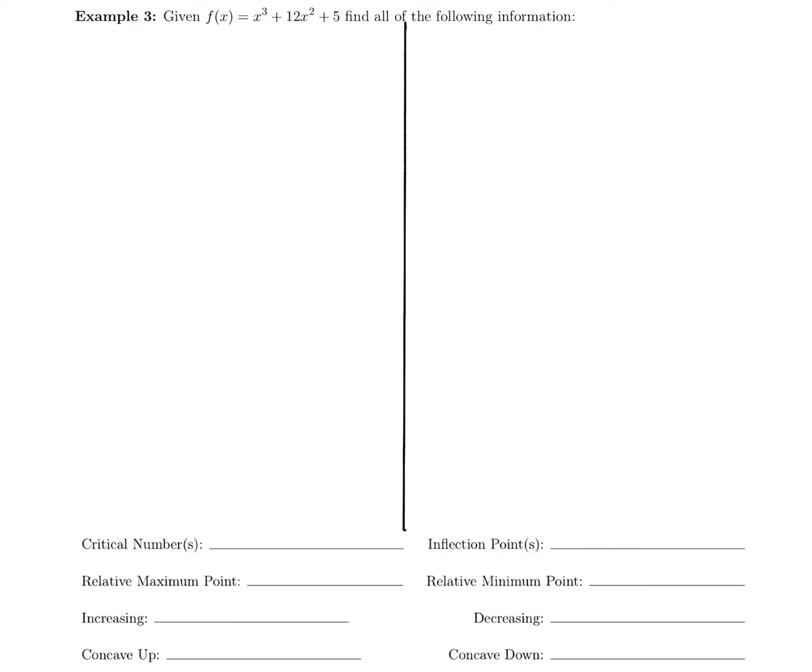So critical numbers, that is what makes the first derivative 0. Relative max and relative min come from the sign chart of a first derivative as well as increasing and decreasing. Everything else is second derivative. So inflection points is what makes a second derivative 0 that also has a change in concavity. So starting with the first derivative, we're going to do our 2 steps.